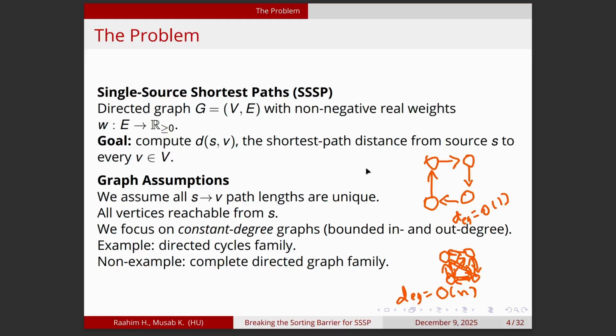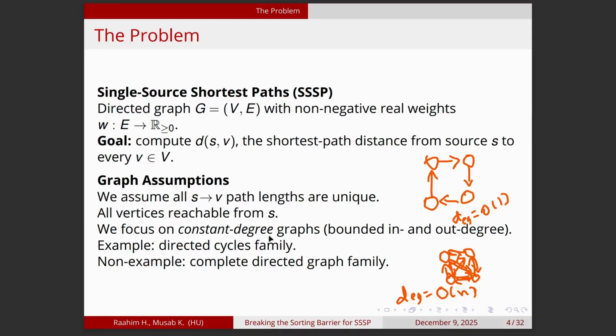Now, the assumptions for our graph are, firstly, one important critical assumption: all path lengths from s to v are unique. This makes it so that we have no issues in ordering and defining what we'll later call boundaries. The other thing is that all vertices need to be reachable from s, so the graph has to be not just connected, which is an undirected term, but reachable from s. And the other thing is we focus on constant degree graphs with a bounded in and out degree.